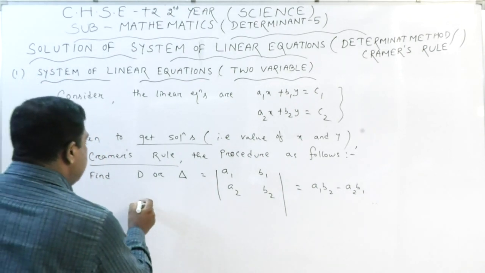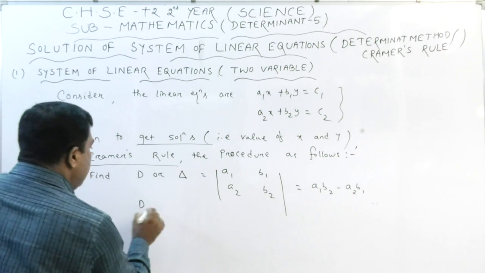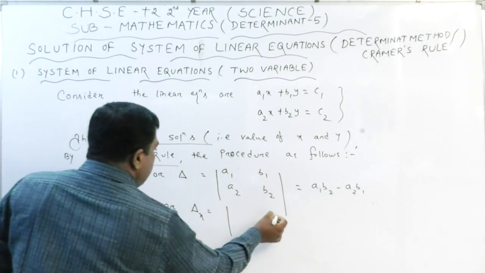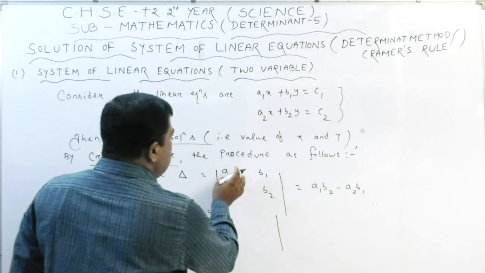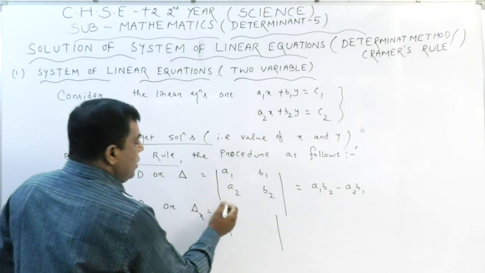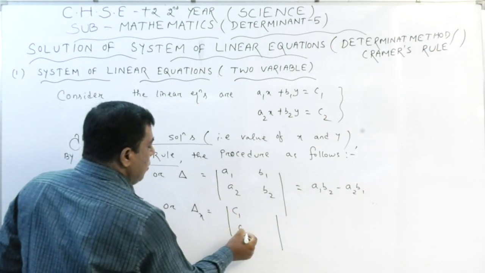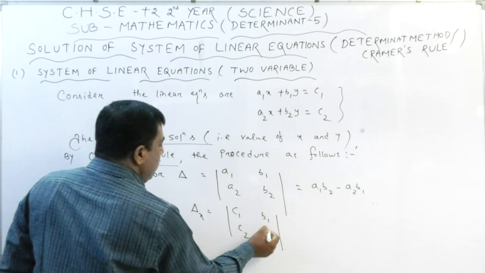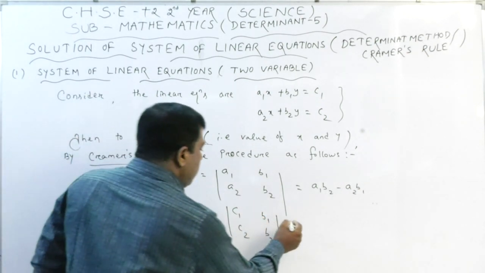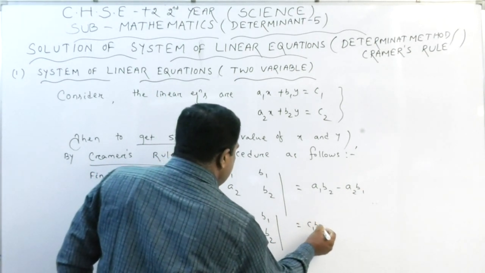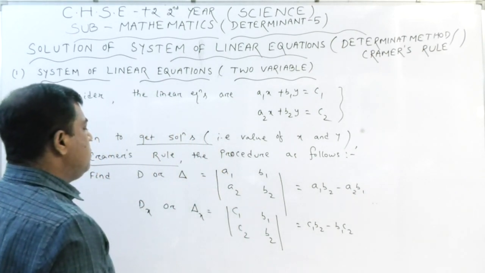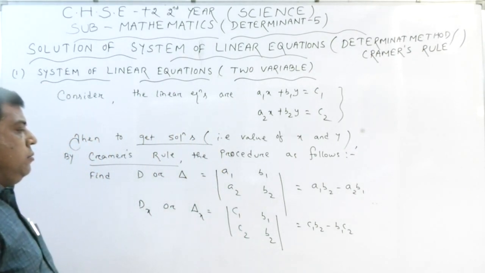Then we have to find out Dx or del x. It is the determinant obtained by replacing the coefficients of x by the right side values in del. So it is in the form c1, b1, c2, b2, and its value is c1 b2 minus b1 c2. That we have to write down.